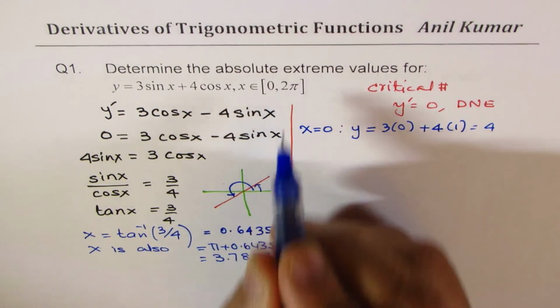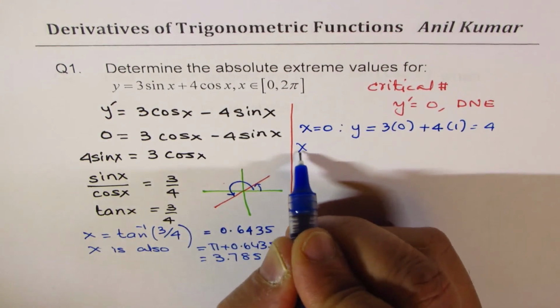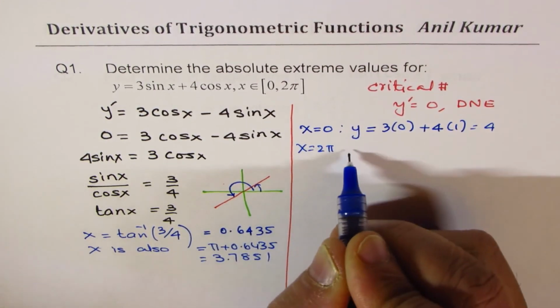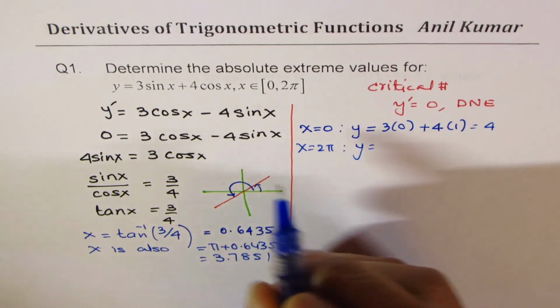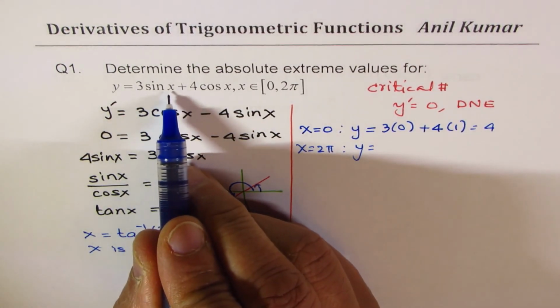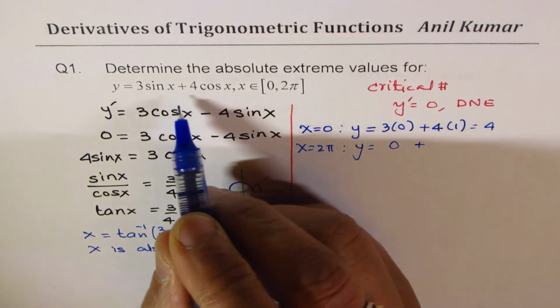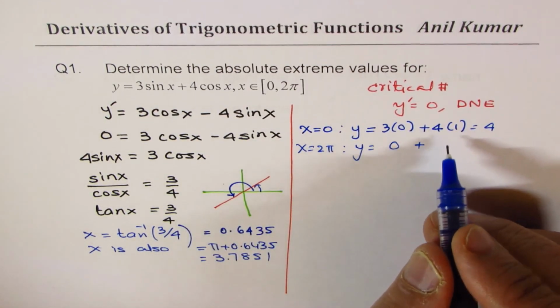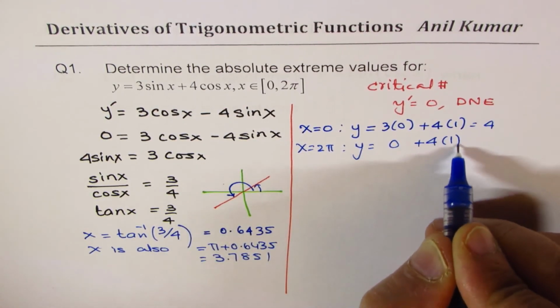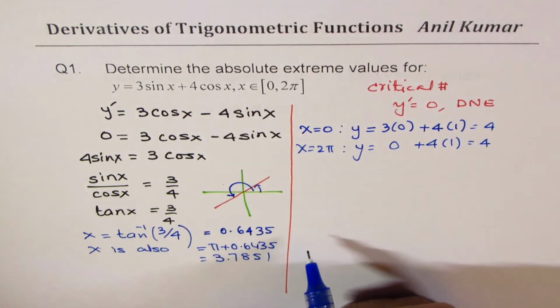If I write 2 pi, in that case, x equals 2 pi means y equals, for 2 pi sine x is 0 again, right? And for 2 pi cos x is again 1, so we again get 4. So this is 4 for both the values.